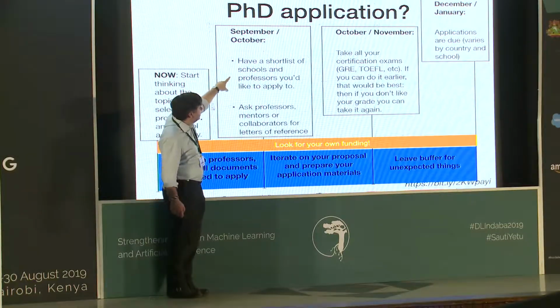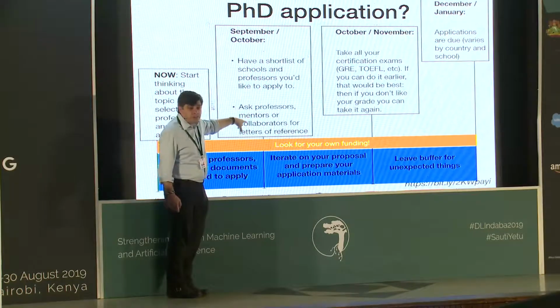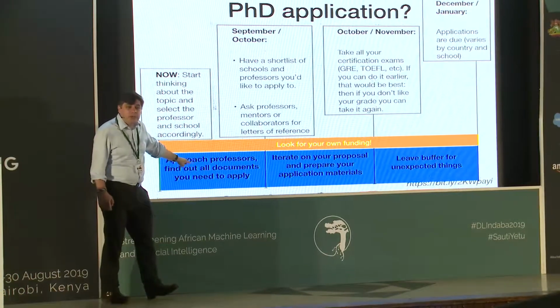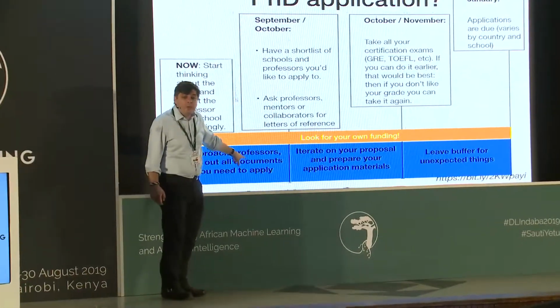Then in September, October, you have a short list of schools and professors, and then you ask people to write letters for you. Ask them well in advance. You want to approach them early, you want to give them all the documentation you can, you want to help them write a good letter.